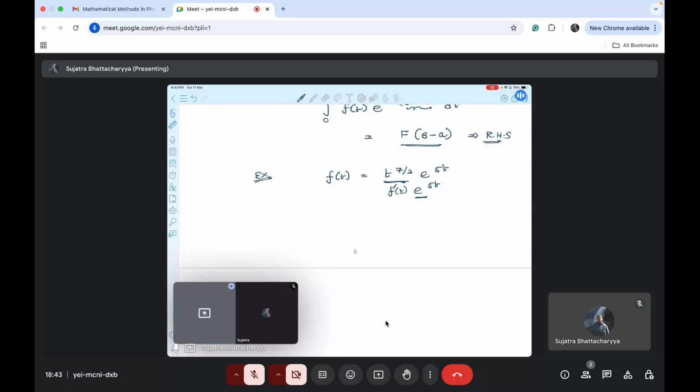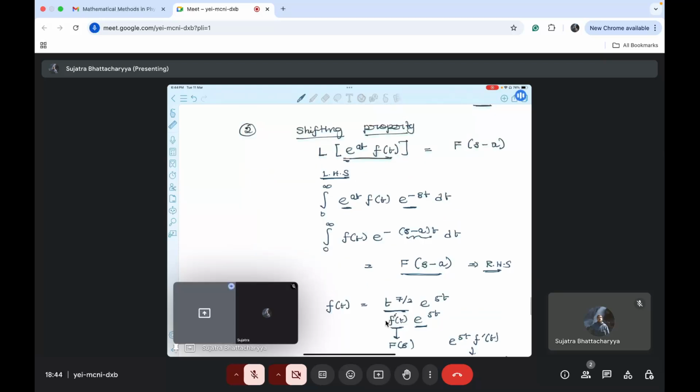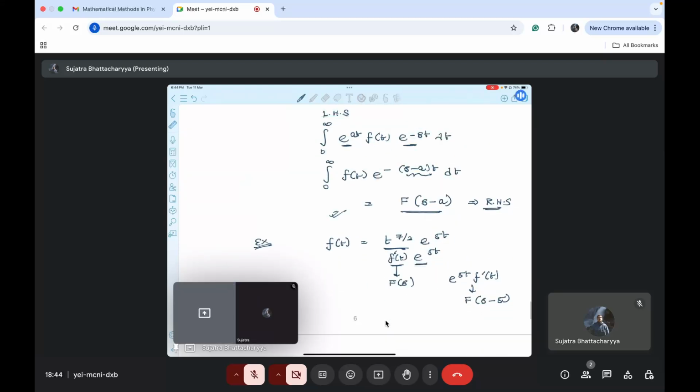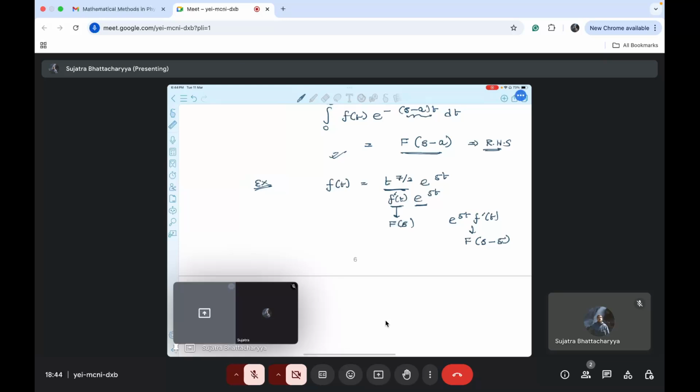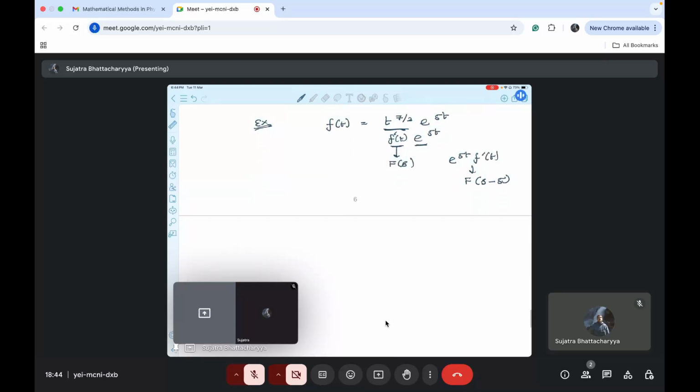So immediately we know its Laplace transform. If this f dash t has the Laplace transform F of s, then e to the 5t times f dash t, its Laplace transform will be F of s minus 5. All right, this is what we are trying to show here, and that is what we will be applying. So F of s minus 5 should be the thing. So let's focus on this part, the f dash t.